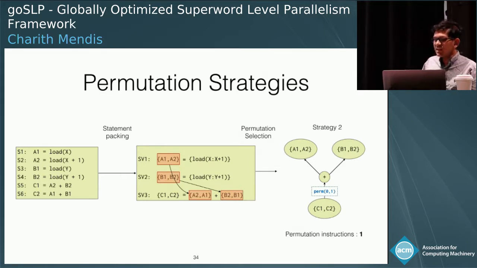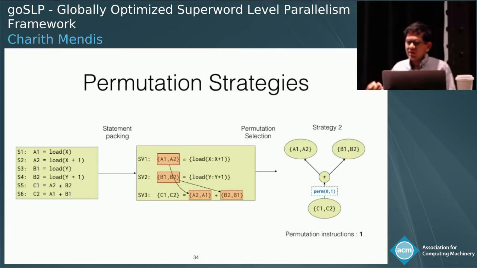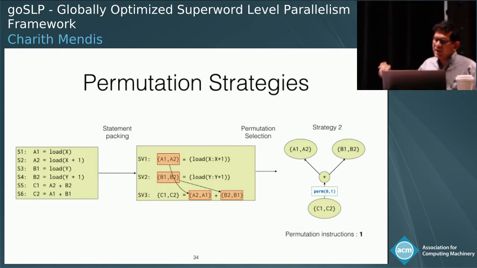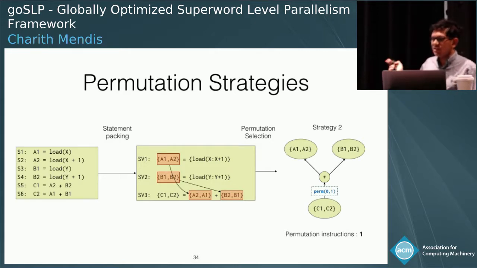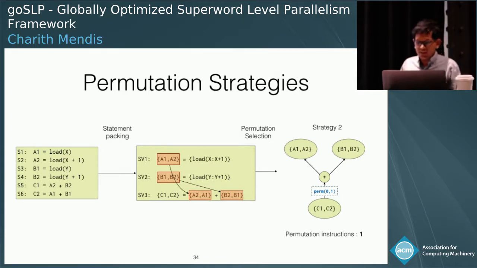So as you can see, statement ordering can have an impact on the final vectorized code. And in our paper, we have formulated this problem as a dynamic programming problem and have given a custom DP algorithm to solve it. You can look at the paper for more details.